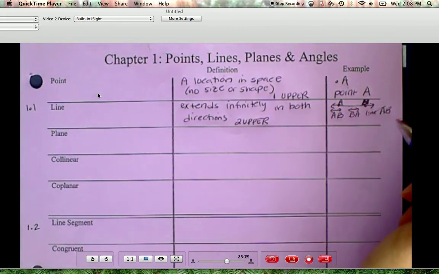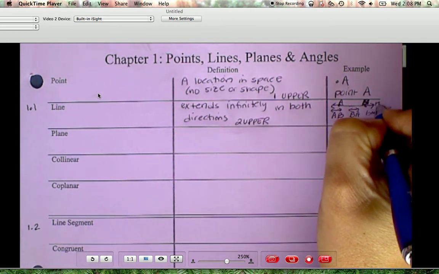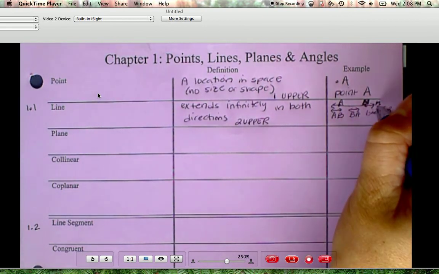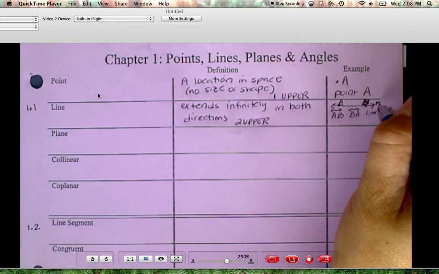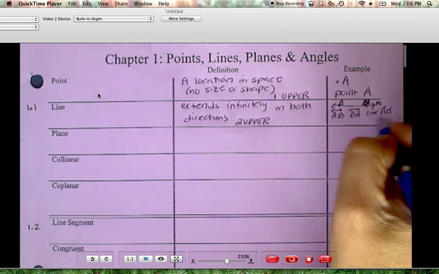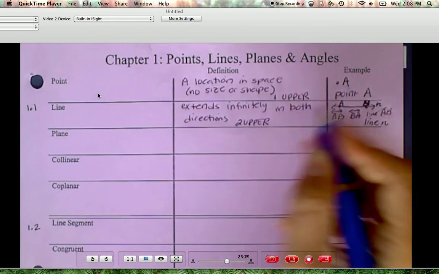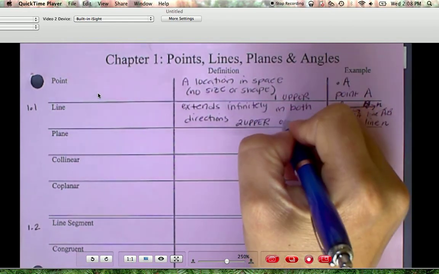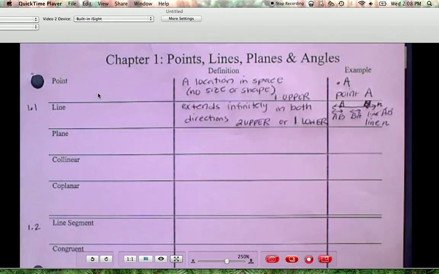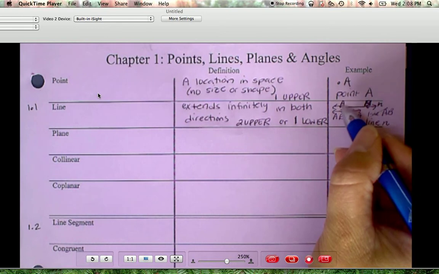However, sometimes there's a lowercase letter in script usually hanging off at the end of one of the lines. That's a little lowercase n. If you have one, notice it's not touching a point. It's just floating at the end of the line. Then we might say line n. Okay, so it's either 2 upper or 1 lower. And you have a choice sometimes.